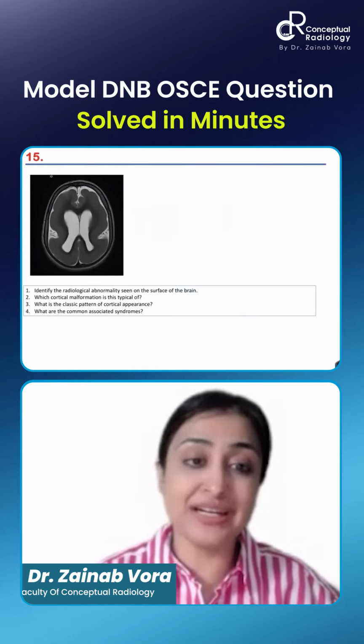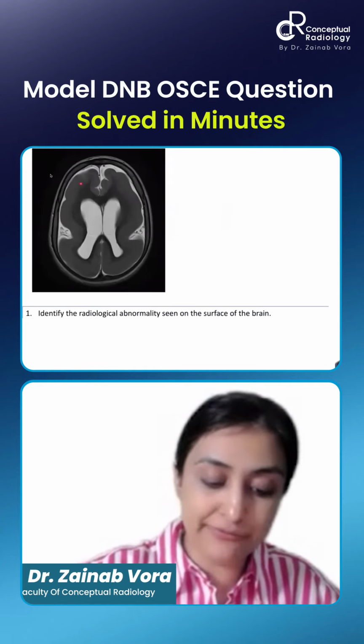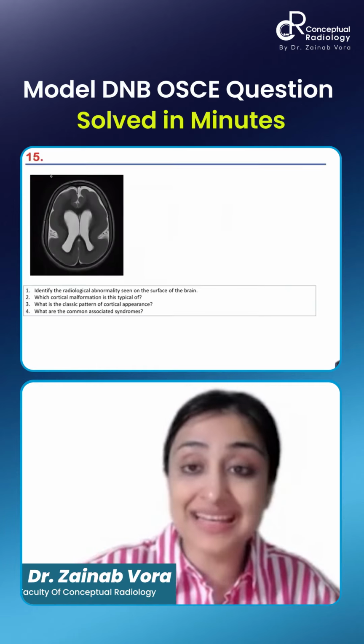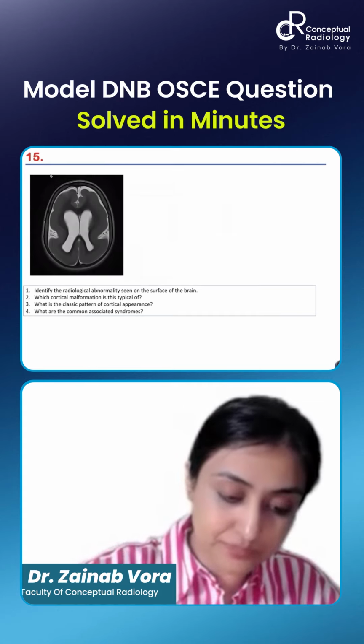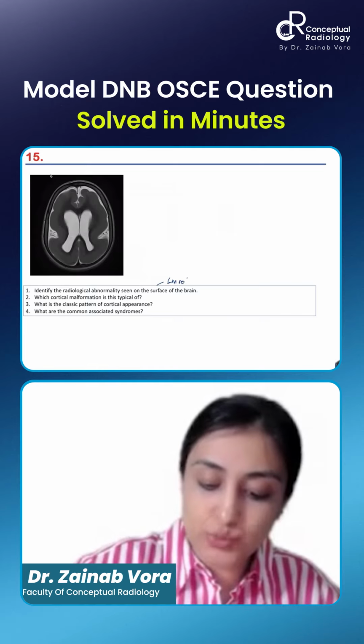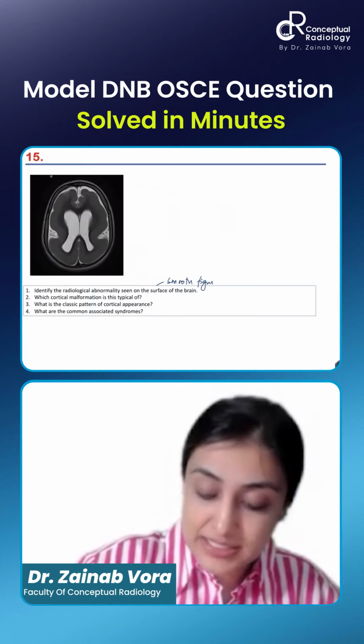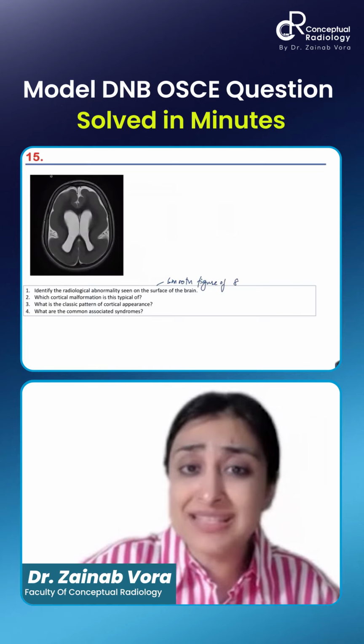This is something we already discussed. So what do you see? You see a figure of 8 appearance with this thickened cortex. Which type? Listen carefully, guys. So there is a smooth figure of 8. No, closed lip, that's schizencephaly.